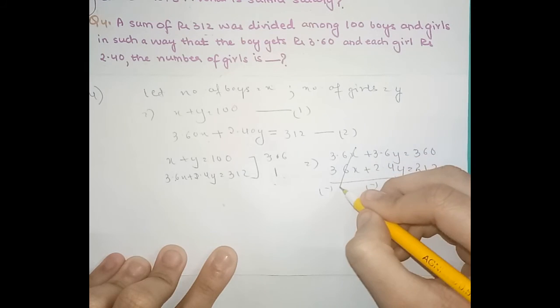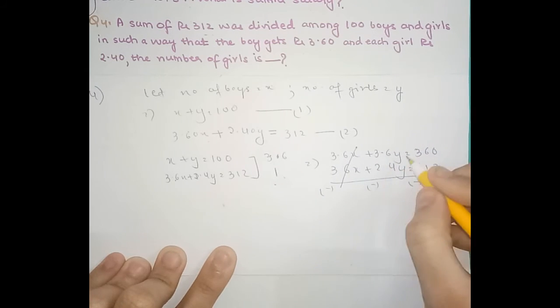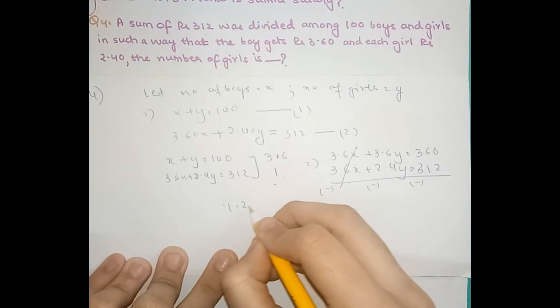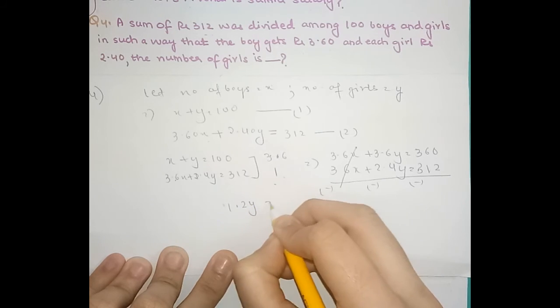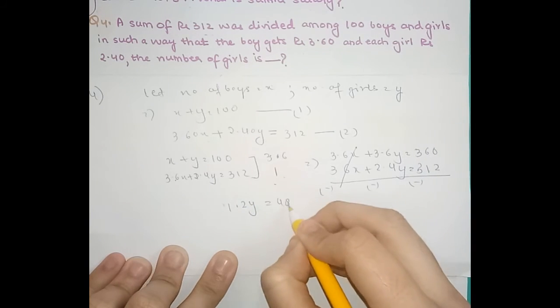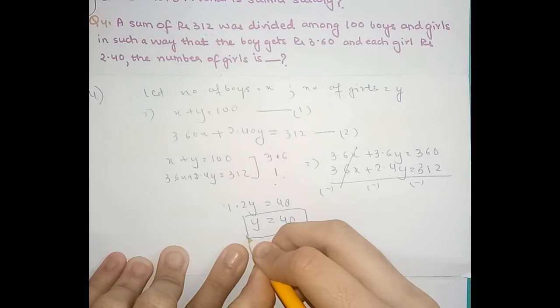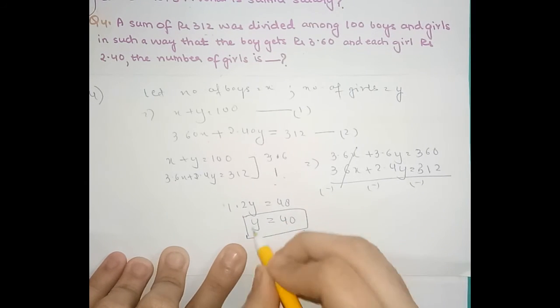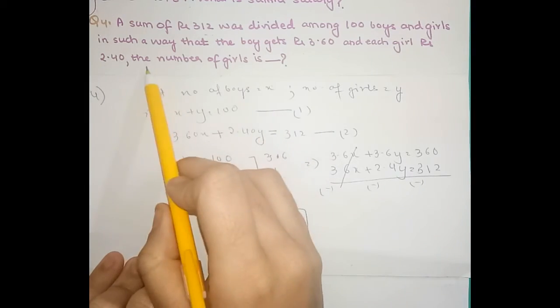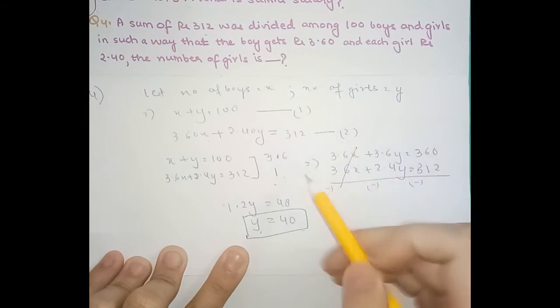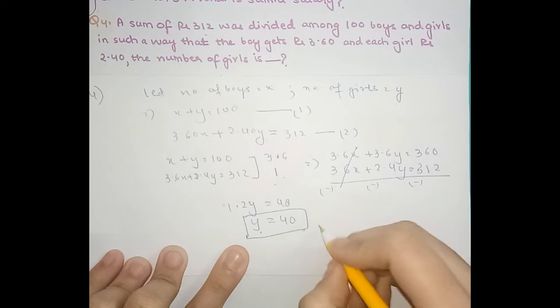So we'll get 1.2y, which will be equal to 48, and y in turn equals 40. We get the value of y as 40, and this is the total number of girls. In the question we have to calculate the total number of girls, that is 40. So this is your answer.